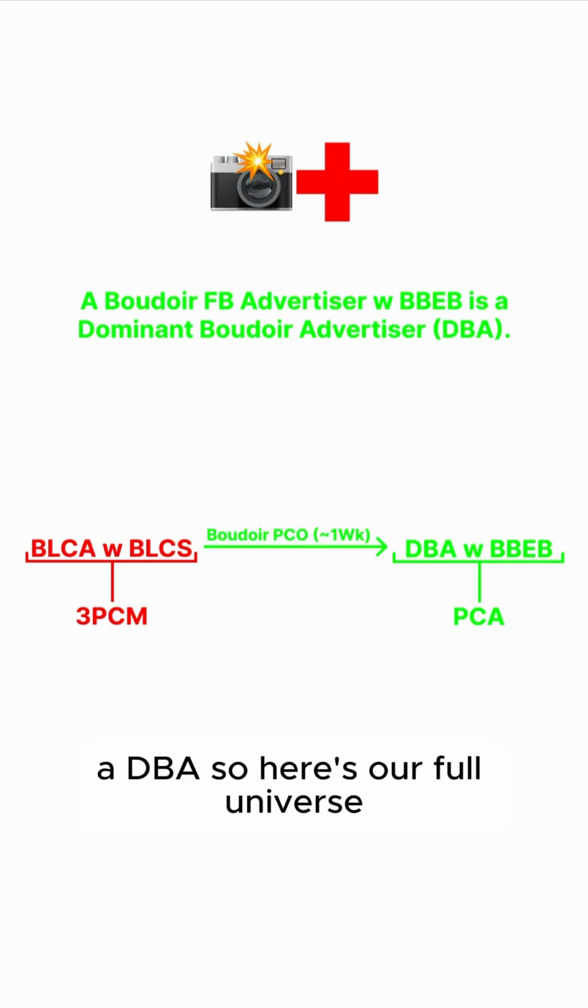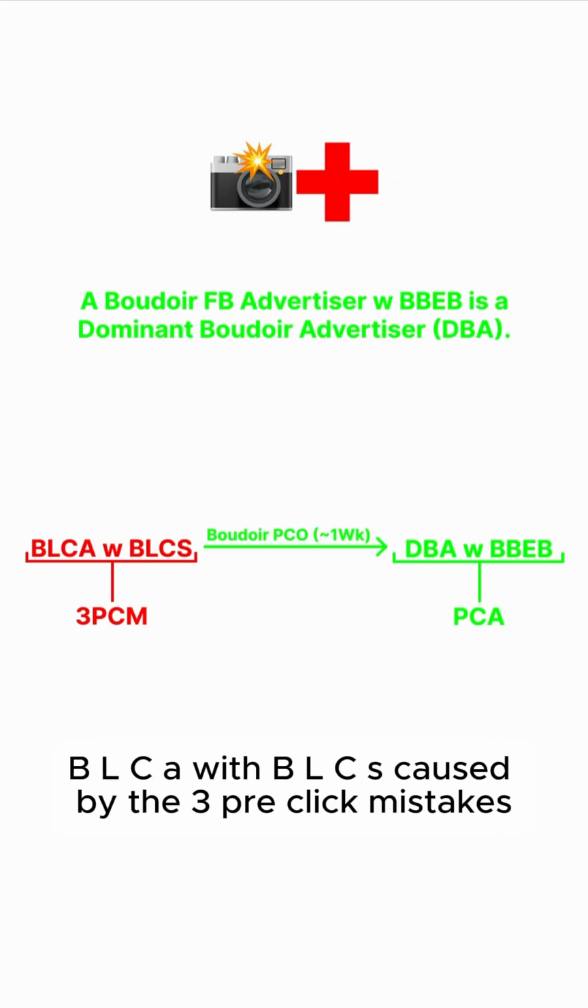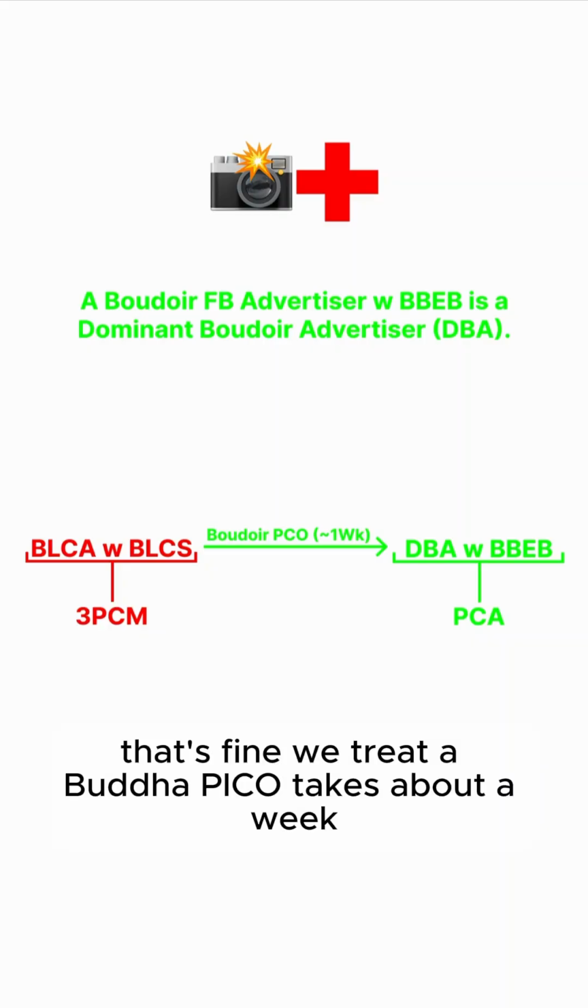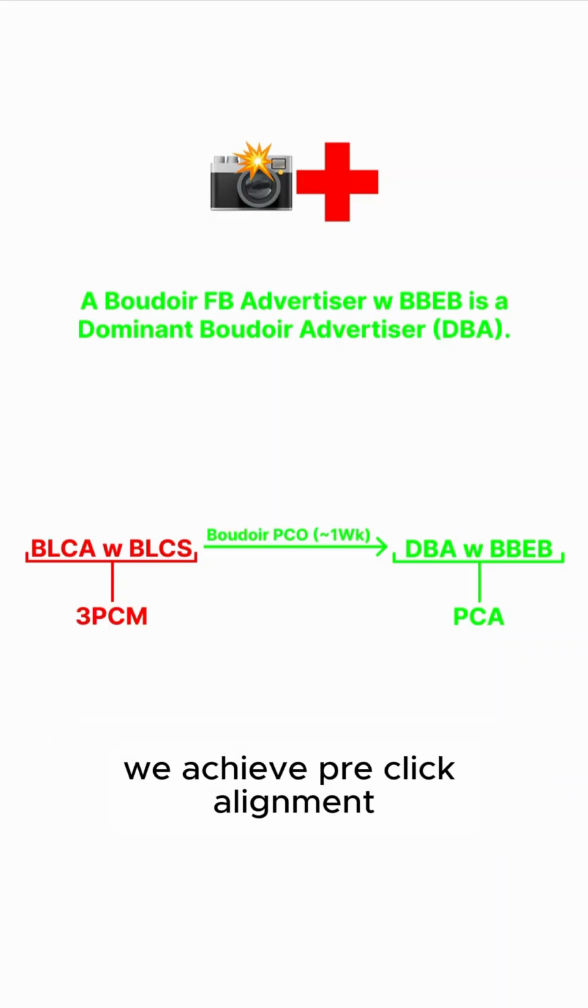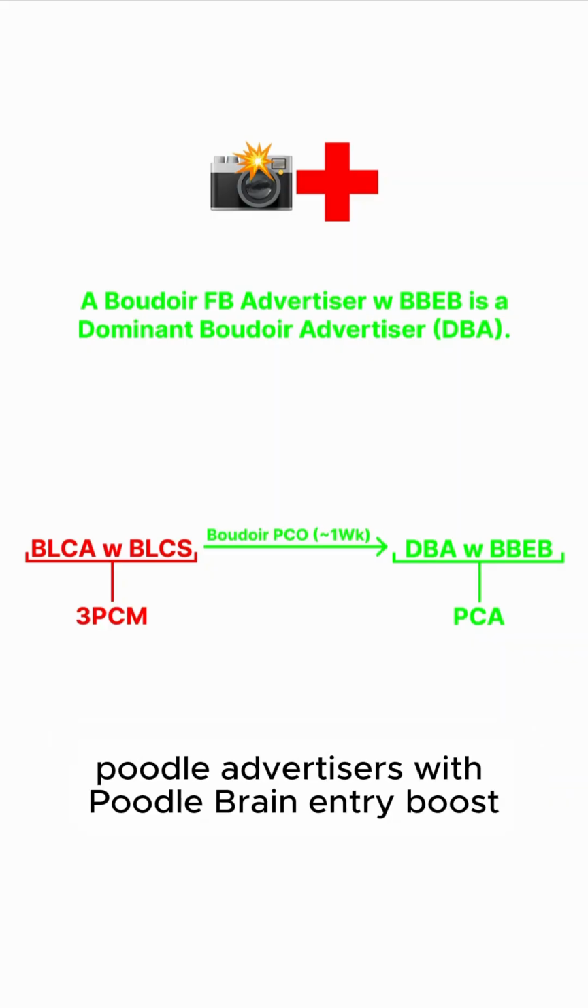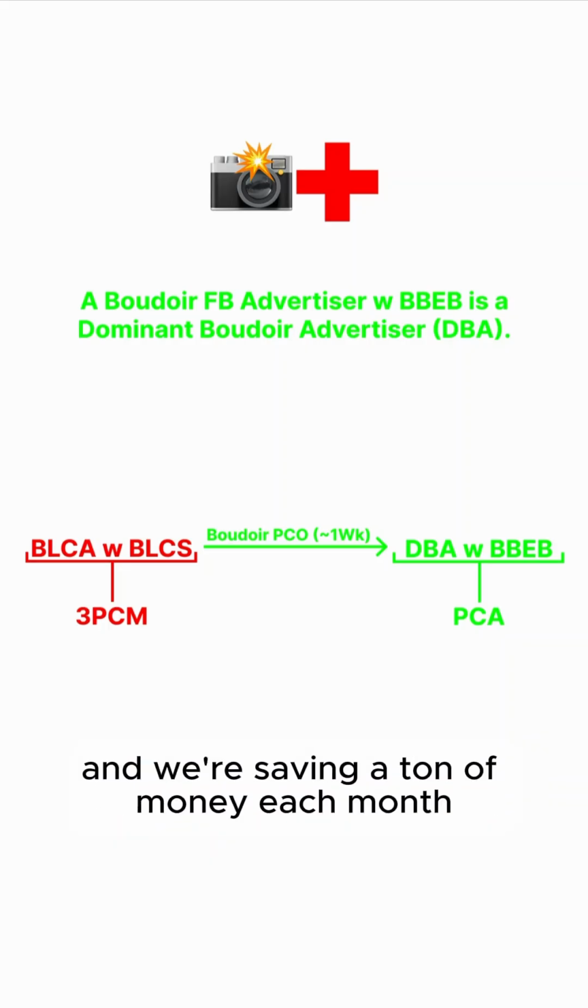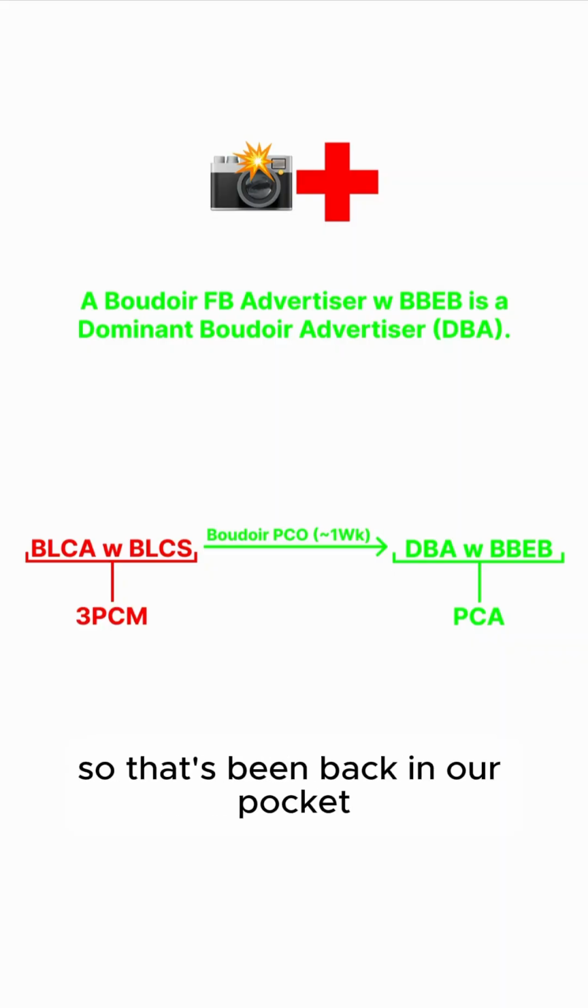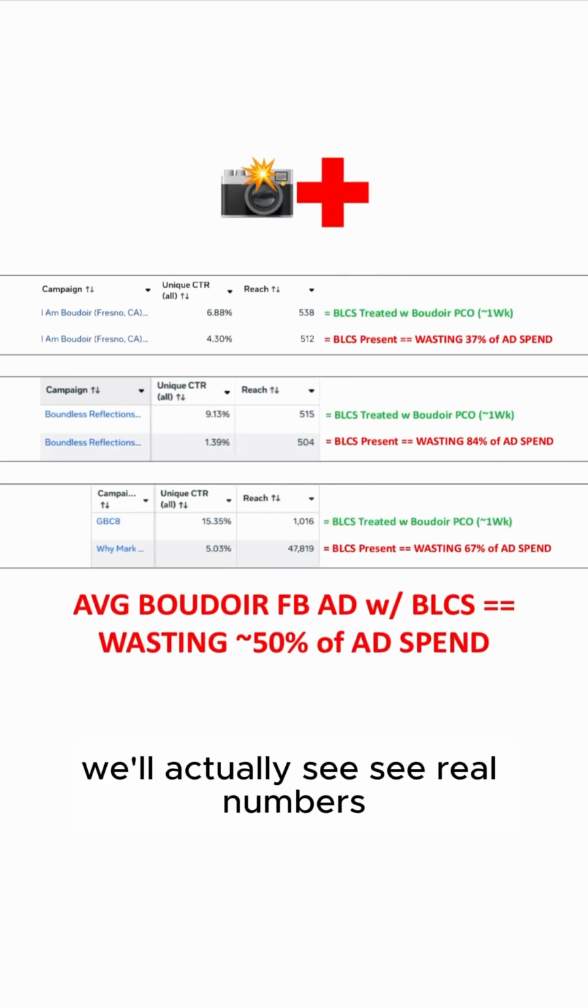So here's our full universe. BLCA with BLCS caused by the 3 pre-click mistakes. That's fine. We treat with boudoir PICO, takes about a week. We achieve pre-click alignment. We become dominant boudoir advertisers with boudoir brain entry boost. And we're saving a ton of money each month. We're eliminating a ton of wasted ad spend back in our pocket, which we'll see right now. We'll actually see real numbers.